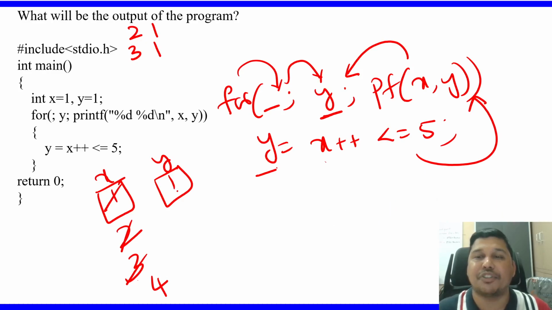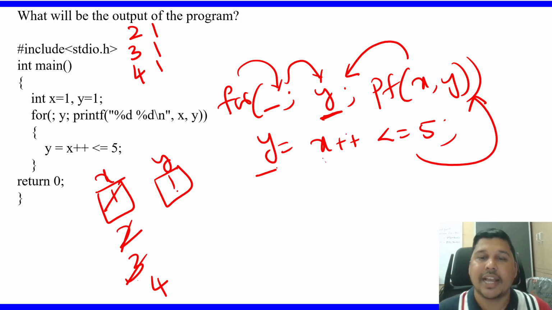There I have a printf statement x y. So what is the value of x? 4, y value is 1. So it will print 4 and 1. From here you come back to the condition. Condition is y value is 1. Condition of 1 means true.